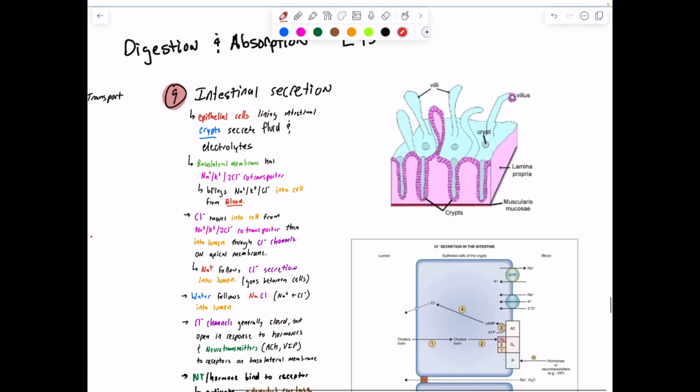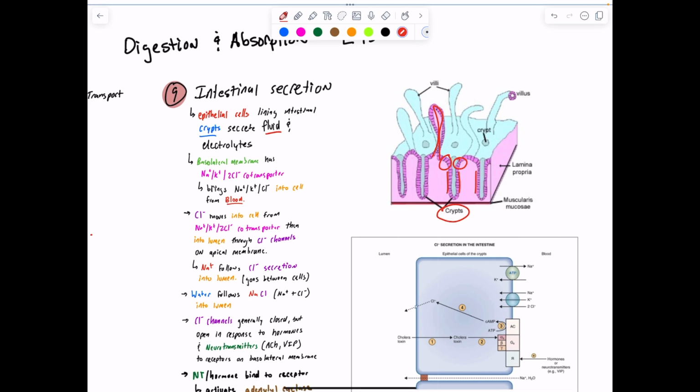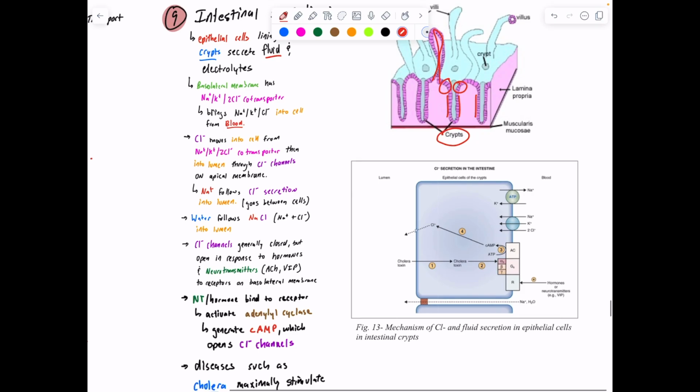All right, and then intestinal secretion. So you have epithelial cells lining intestinal crypts. All right, so these are intestinal crypts. We have our villi coming up. Our epithelial cells are going to secrete fluid and electrolytes. The basolateral membranes are going to have potassium, sodium, chlorine co-transporters, which are going to bring potassium, sodium, and chlorine into the cell from the blood.